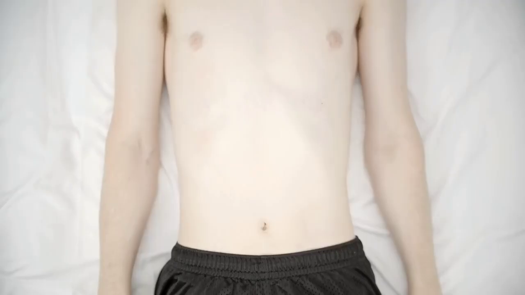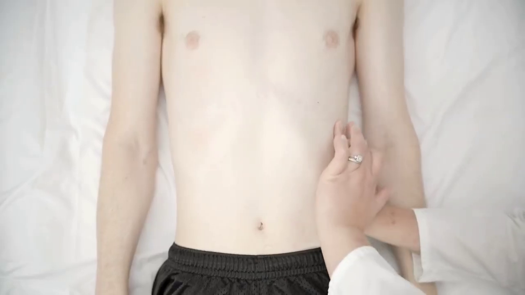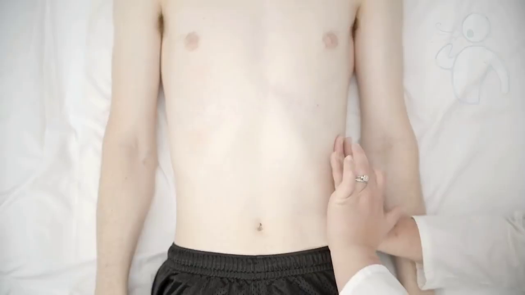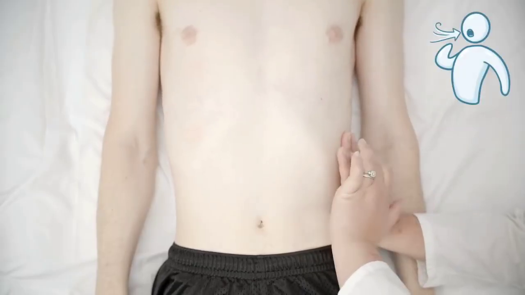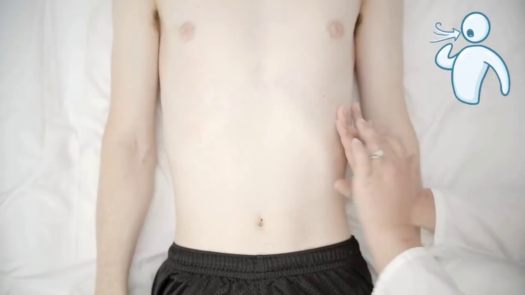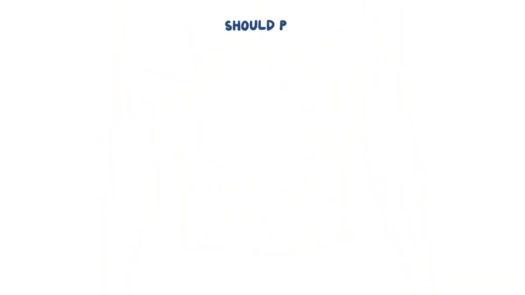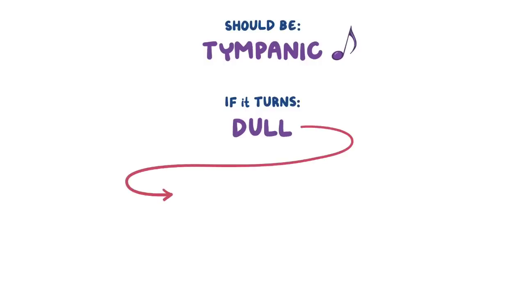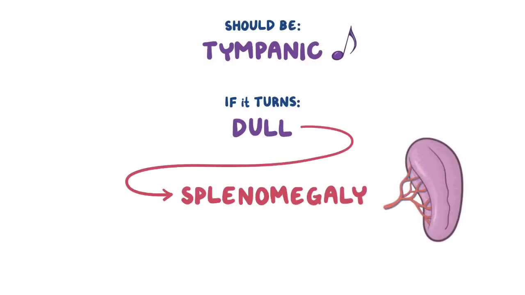Similarly, you can find the spleen by percussing for dullness between the 9th and 11th intercostal spaces, behind the left mid-axillary line. Also, ask Fred to take a deep breath while you percuss the 11th intercostal space, along the anterior mid-axillary line. This should be tympanic, but if it turns dull when Fred breathes in, that may suggest splenomegaly.